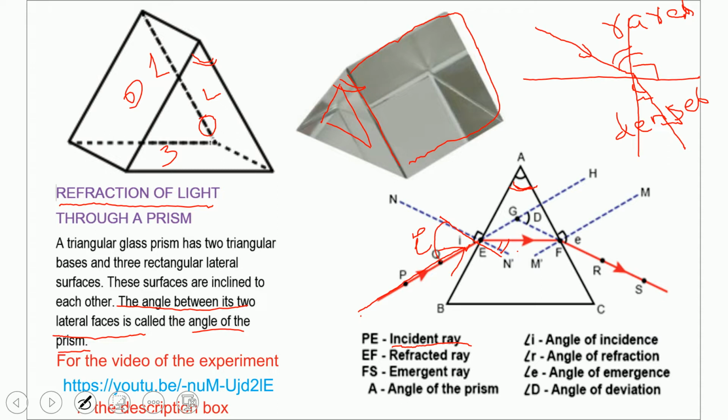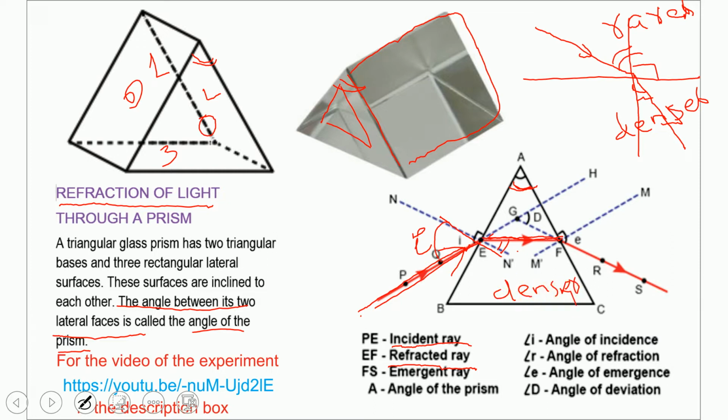Now again it is passing through, and this is again a refracted ray. Look, this is the incident ray and EF is the refracted ray. Now EF is the refracted ray. Then again from there, now it is the denser medium.